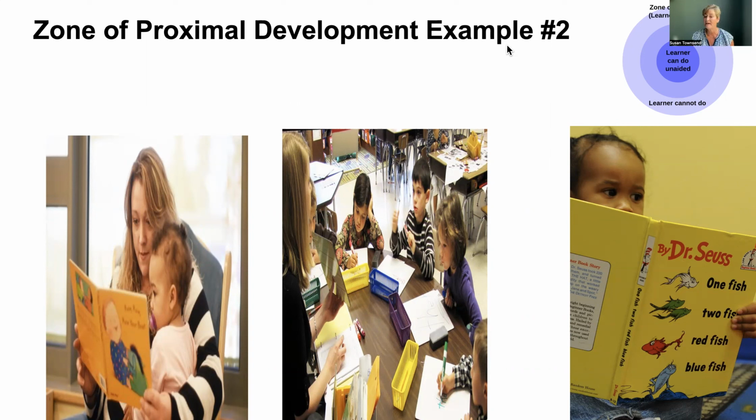They are in the zone of proximal development. The last picture shows a child who is reading by herself without support. Once again, the zone of proximal development is considered the level that individuals achieve with the help of other people.